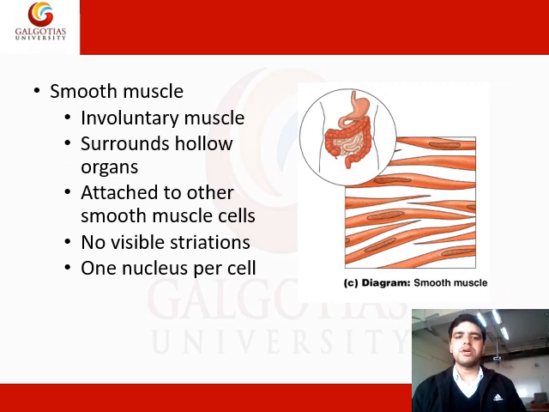Next type of muscle tissue is smooth muscle. They are involuntary muscles. So basically it also helps in the movement, but it is an involuntary function. It surrounds the hollow organs and is attached to other smooth muscle cells. There are no visible striations in the cells of smooth muscles, and each cell contains only a single nucleus.